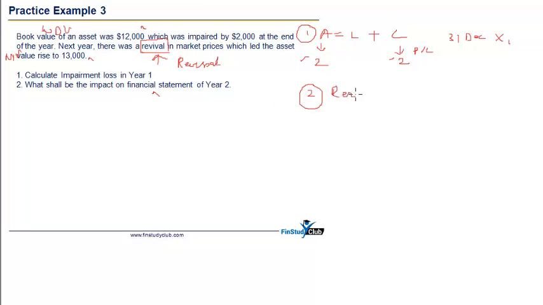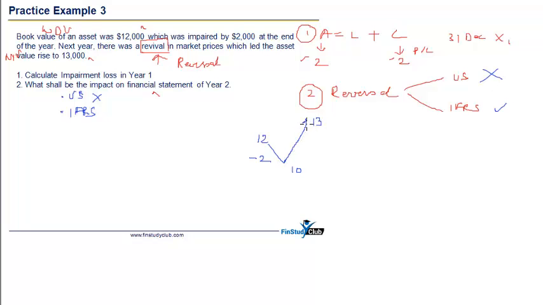So basically, you are aware that reversal is dealt with differently under US GAAP and IFRS. IFRS allows reversal, US GAAP does not. So therefore, to answer the second question, under US GAAP the financial statements are not impacted at all. However, under IFRS, you have to understand that an asset which was 12 went down to 10, a loss of 2, and the market value is up to 13.